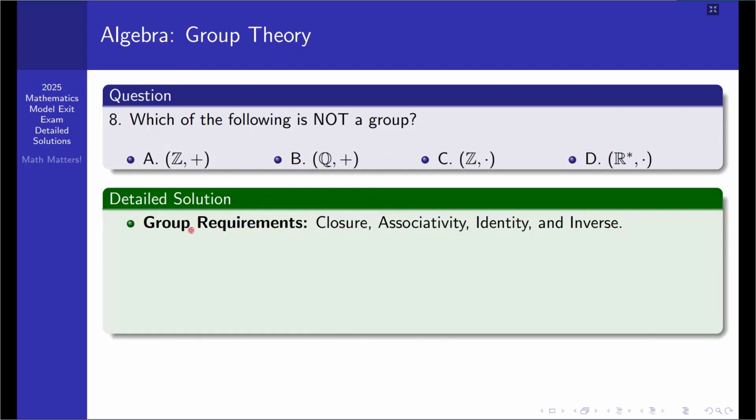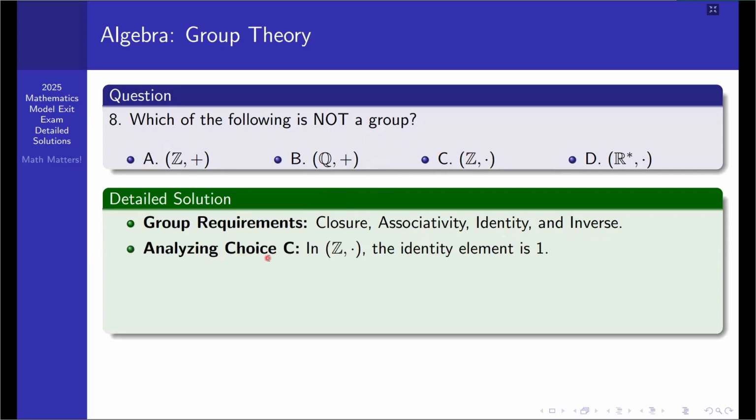The group requirements are: the given set with respect to the given operation must have a closure property, an associativity property, and the existence of an identity. If there is an identity within the given set, its inverse must also be there. So if the given set satisfies these 4 conditions, the given set with respect to the given binary operation will be a group.